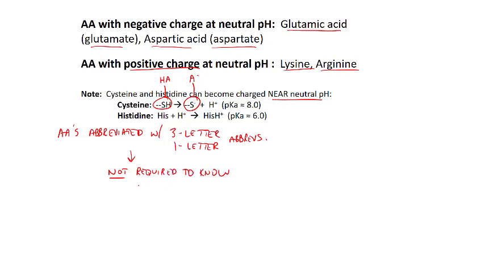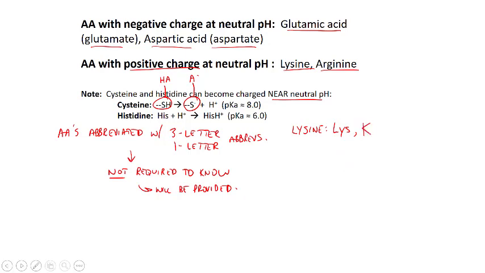In any problem that I give you, these will be provided. So for example, lysine, its 3-letter code is LYS. Notice that the first letter is always capitalized. And the 1-letter code is capital K.